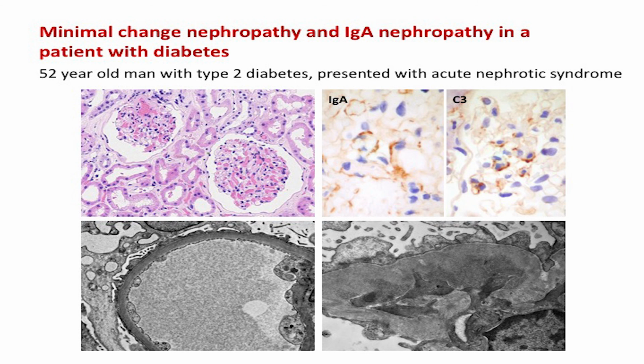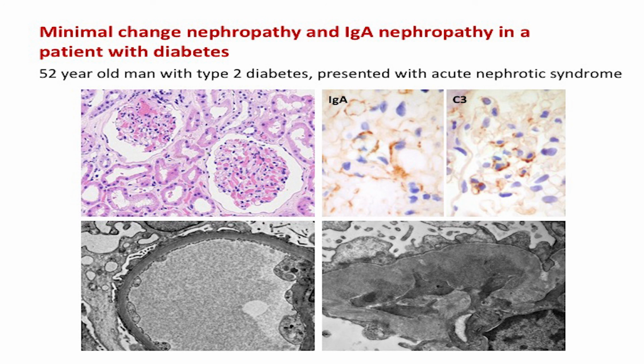Now we're coming to our final dual pathology. 52-year-old chap with type 2 diabetes, again presented with acute nephrotic syndrome. This patient doesn't have diabetic nephropathy. The glomeruli looked entirely normal by light microscopy. However, the immunohistochemistry showed beautiful paramesangial deposits of IgA and C3, together with electron-dense deposits seen on EM. So by definition, they have an IgA nephropathy.